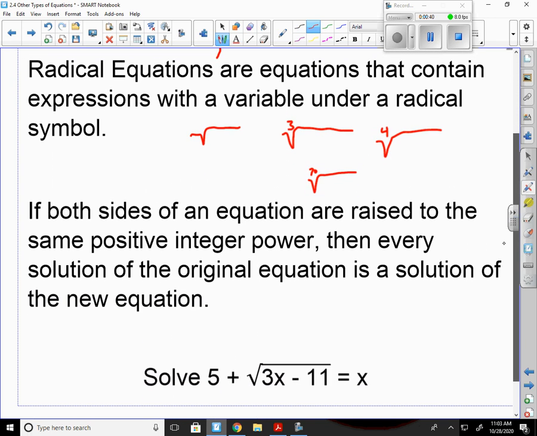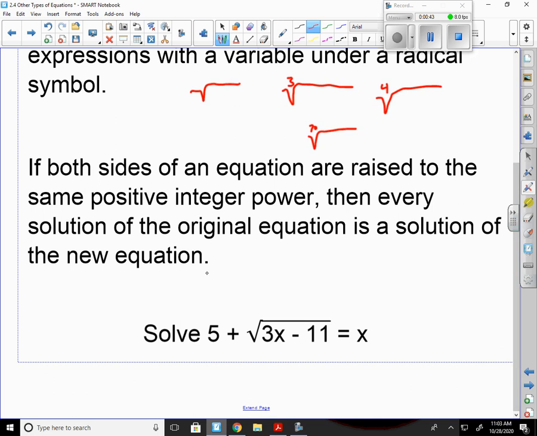If both sides of an equation are raised to the same positive integer power, then every solution of the original equation is a solution of the new equation. In other words, in order to get rid of this square root, if I square both sides, I'm allowed to do that. It's not illegal. It's the same thing as when I had x plus 5 equals 6 and I subtracted 5 from both sides: as long as I do it to both sides, it's allowed to happen. It's the same thing with radical equations. As long as I do it to both sides, I can make it happen.